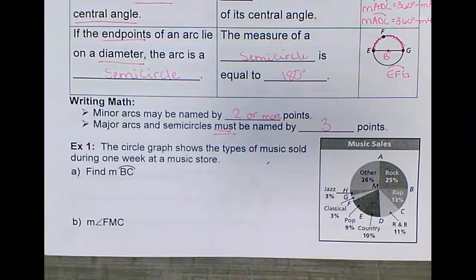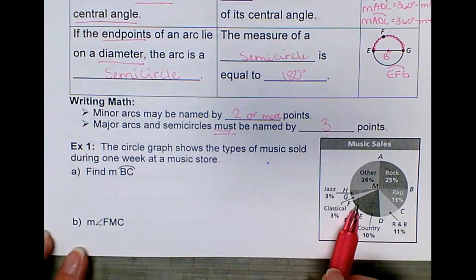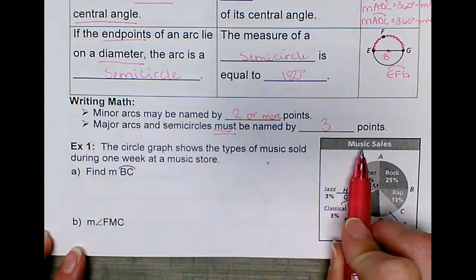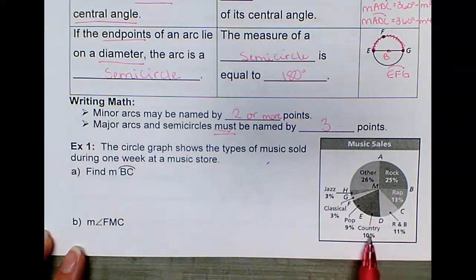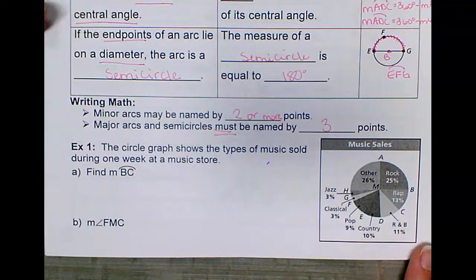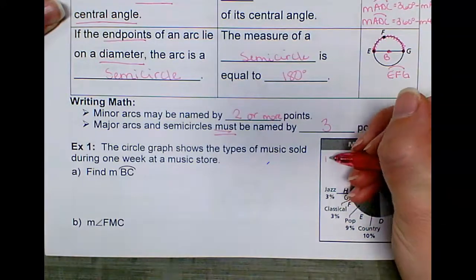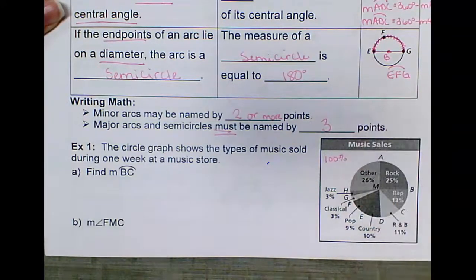So in example 1, it says, the circle graph shows the types of music sold during 1 week at a music store. So these depict music sales. In the circle graph, we're measuring by percents. So think about the entire circle. If the entire circle is added up, how many percent will the entire circle be? Well, all the way around, all the pieces should total 100%, right? That's all of the music sales.